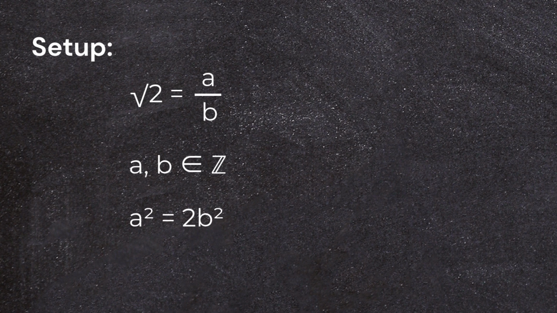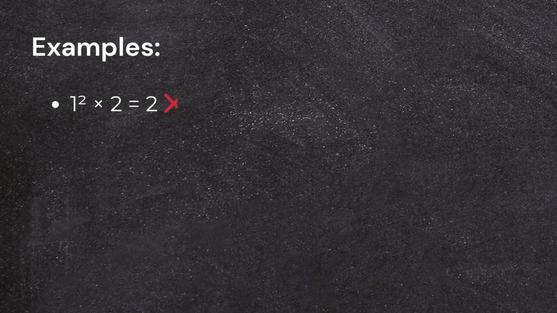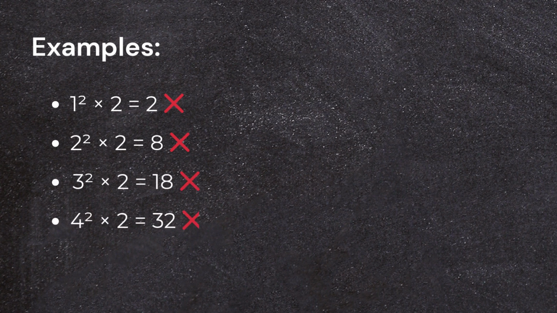Let's look at some examples. Double of 1 squared is 2. Not a perfect square. Double of 2 squared is 8. Still not a square. Double of 3 squared is 18. Double of 4 squared is 32. None of them are squares. It looks like doubling a perfect square never gives a square. That would mean a squared can't equal 2 times b squared, which proves square root 2 is irrational.